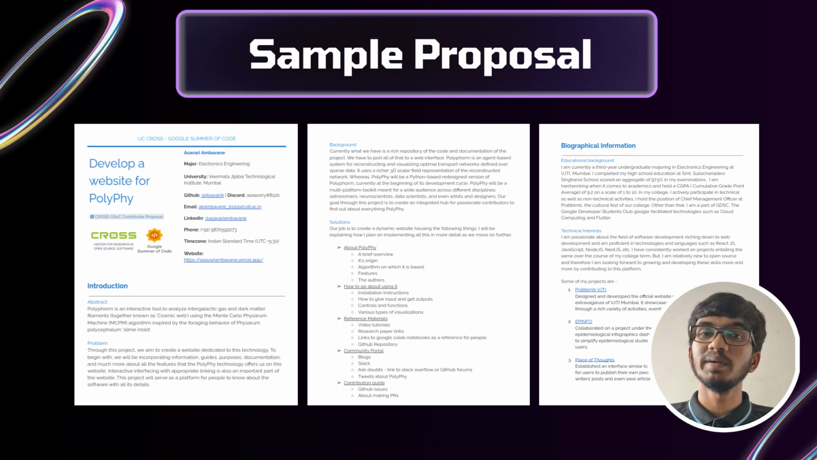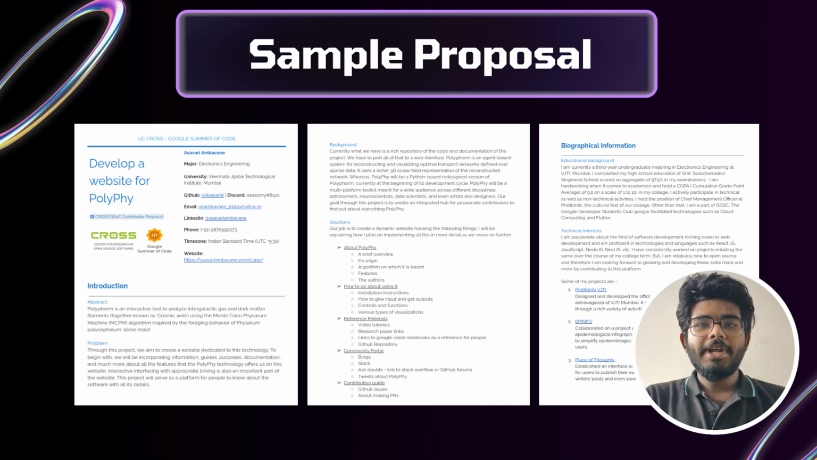GSoC contributors then spend 12+ weeks on their projects. So, now let's break down the key sections of a strong GSoC proposal. Initially, we have the title page where you will be placing the GSoC logo and then the project title. Now, you will be adding information like your name, email address, and GitHub user, which are all necessary for the contribution part.